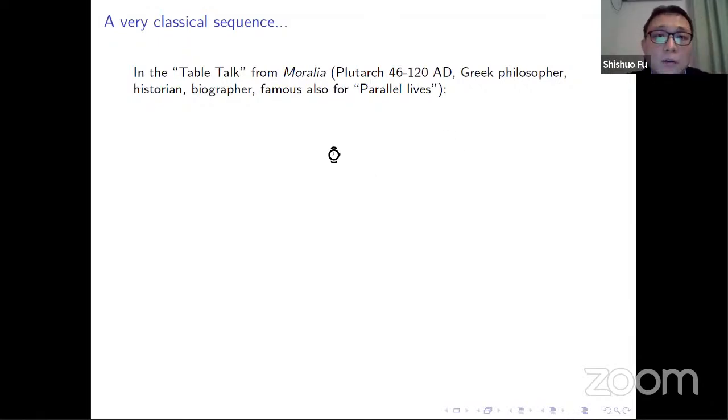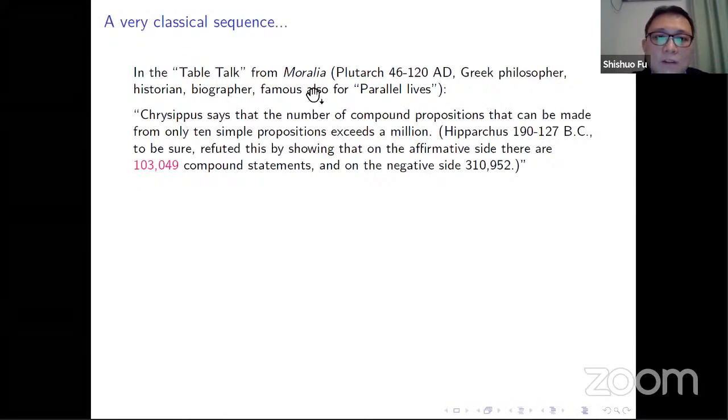So anyways, here's the paragraph taken from this Moralia. You can read it. A certain person, Hipparchus, actually refuted some claim by Chrysippus, who said that the compound propositions exceed a million. Hipparchus gave a very precise answer: 103,049, a little above 103,000, much less than a million. And then there is another number.